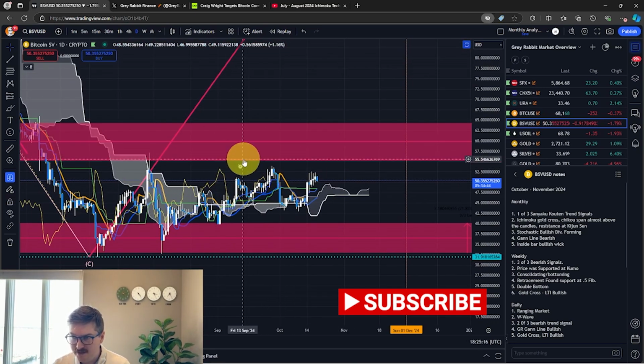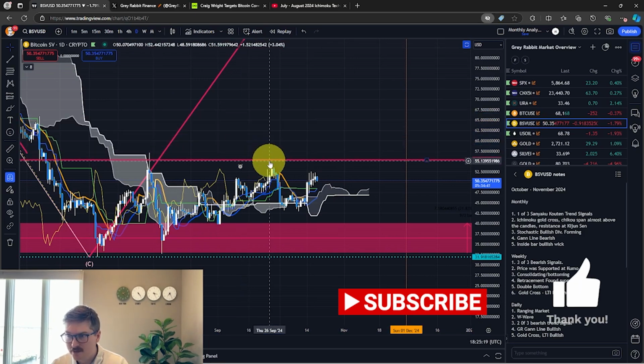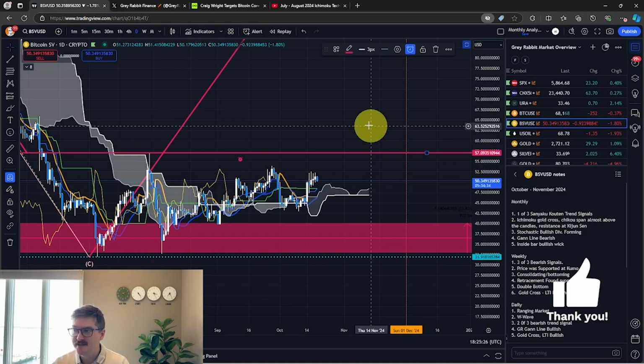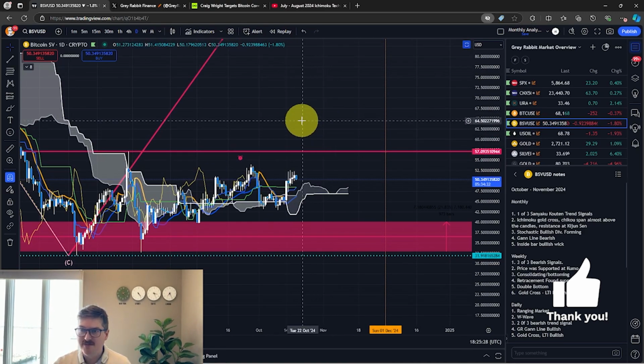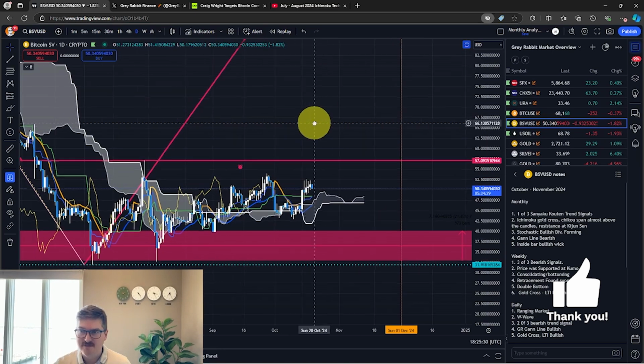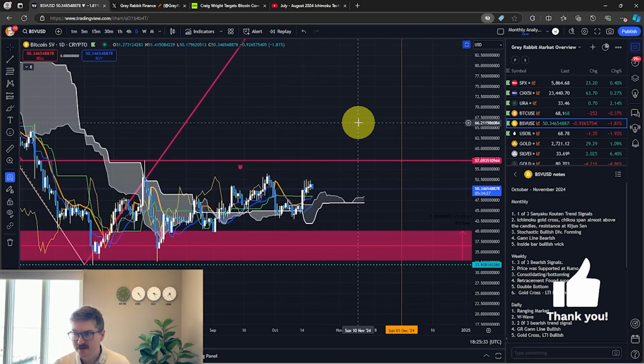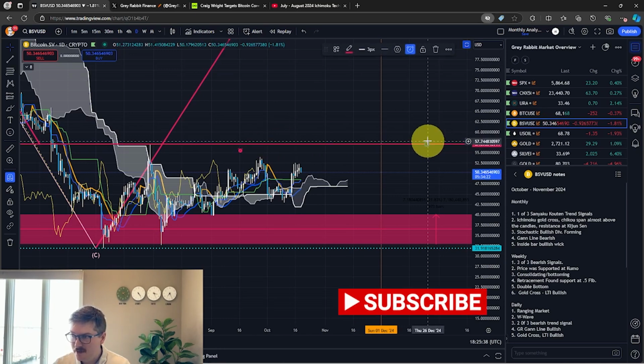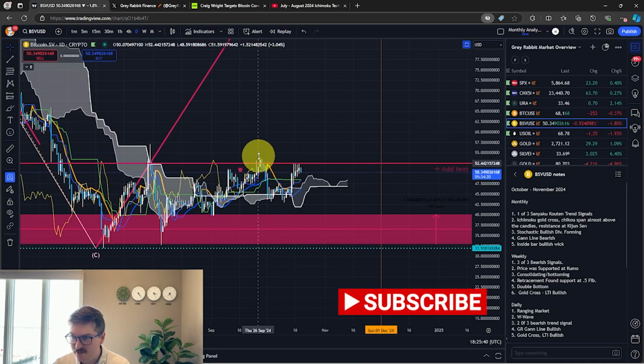Let me just delete that real quick. So this level here is going to be very important. This is the $57.09. Once price closes above that, we're going to have a nice trend formed on the daily chart. So I would look first for this level here. This is going to be the first level we need to close above.